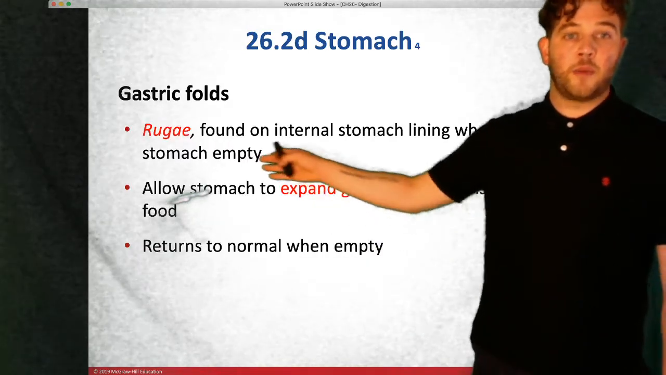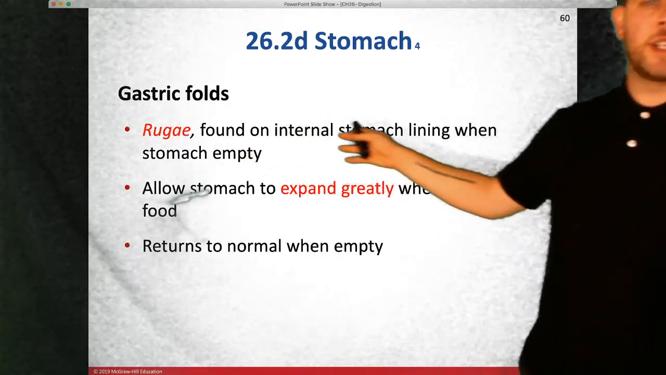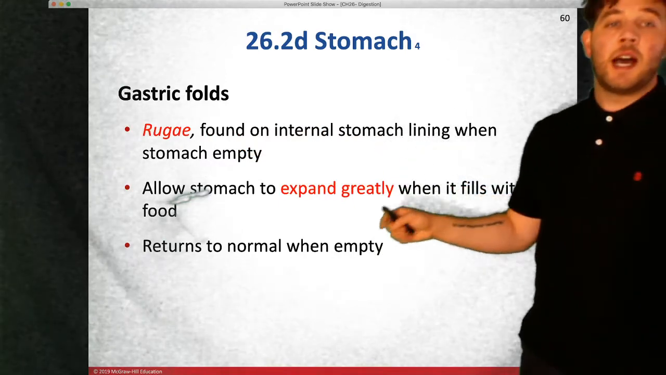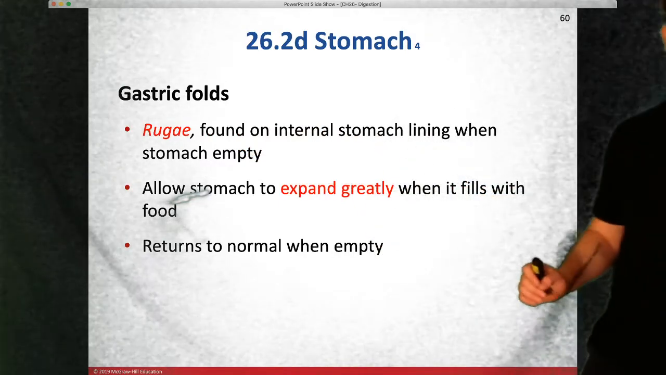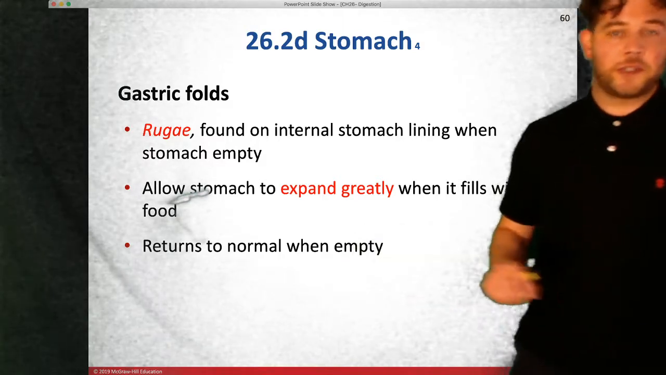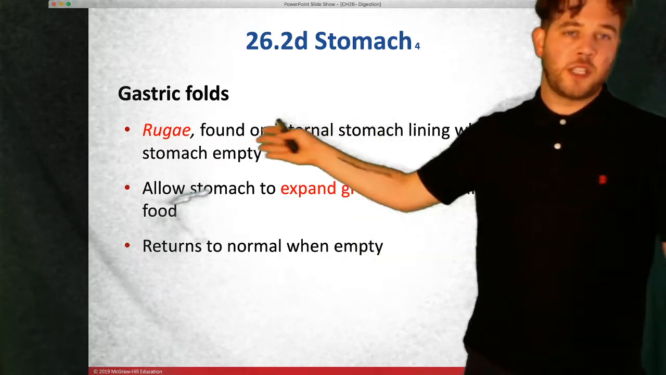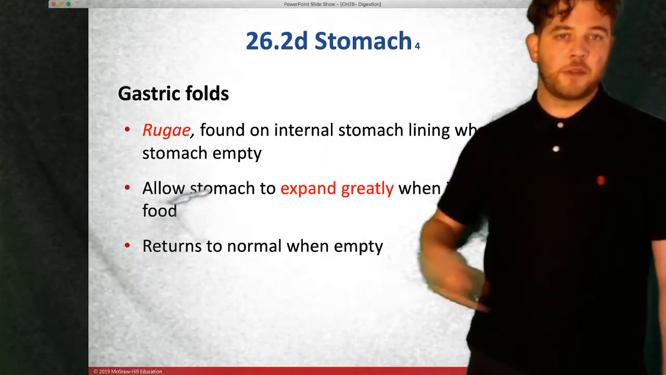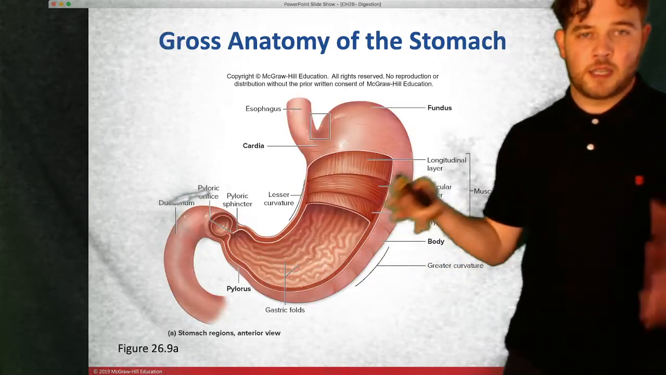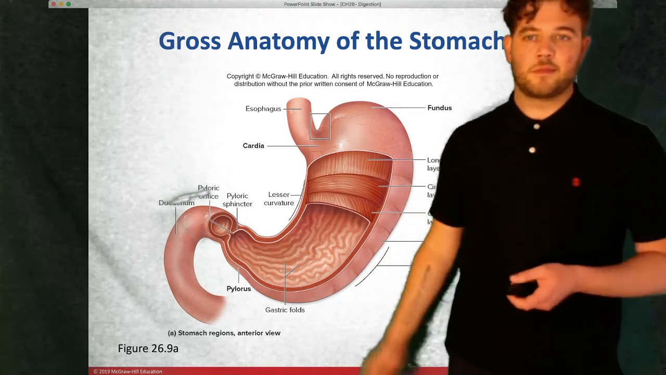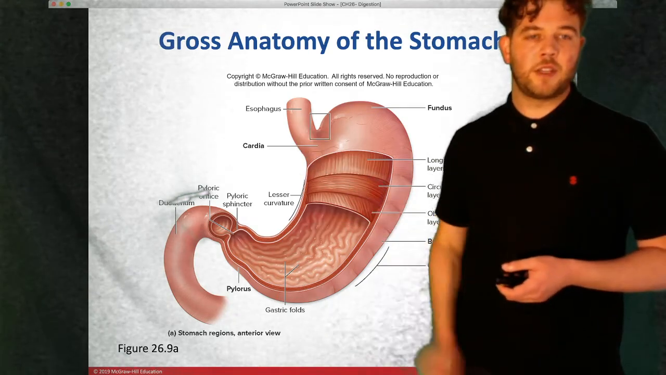There are also what we call rugae, these gastric folds on the internal stomach lining when it's empty, and they allow the stomach to greatly expand when it fills with food, then return back to normal. As the stomach expands and gets fully distended, these will start to disappear, and then they'll come back once the stomach reforms. That's just the general overview of the stomach.